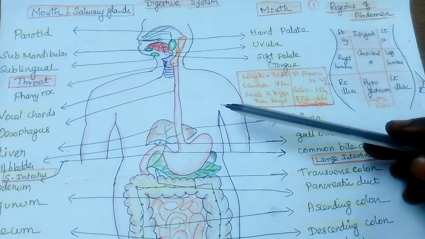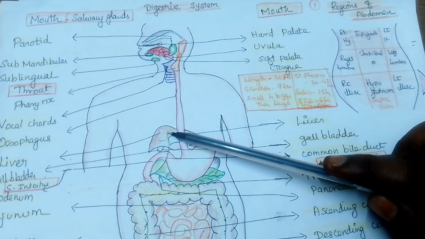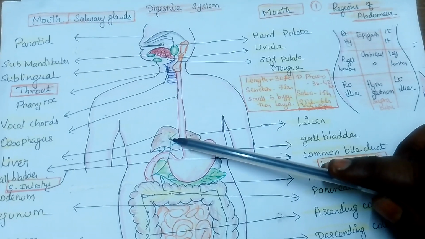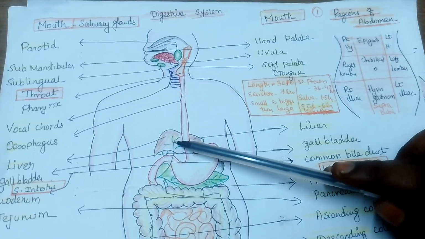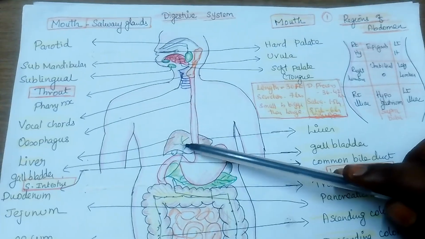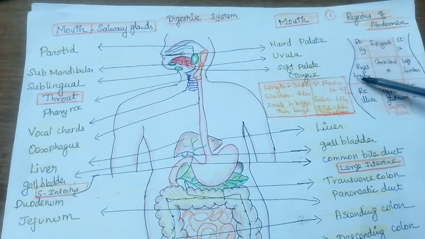Good morning, students. Today we will see about the liver. The liver is the largest gland in our body. It is present in the right part of the abdominal cavity, in the right hypochondriac region.